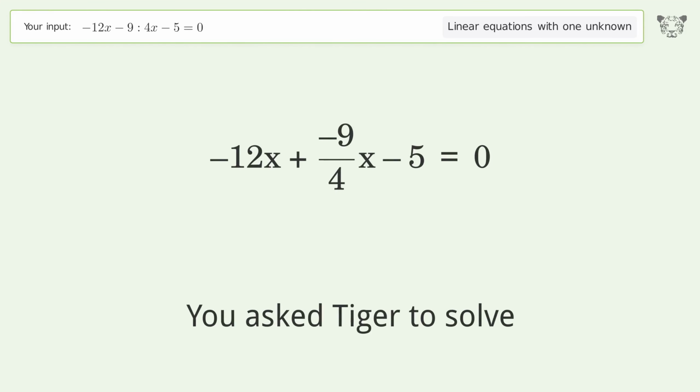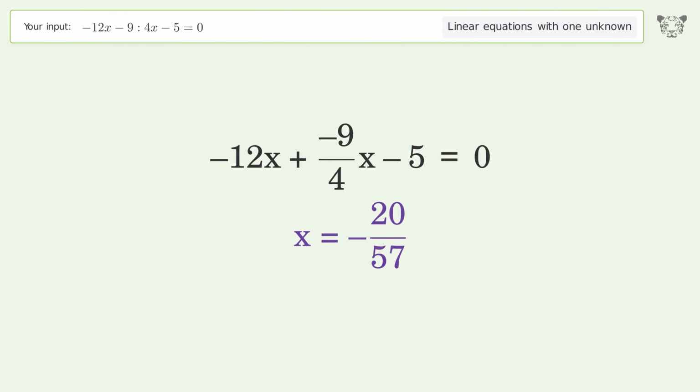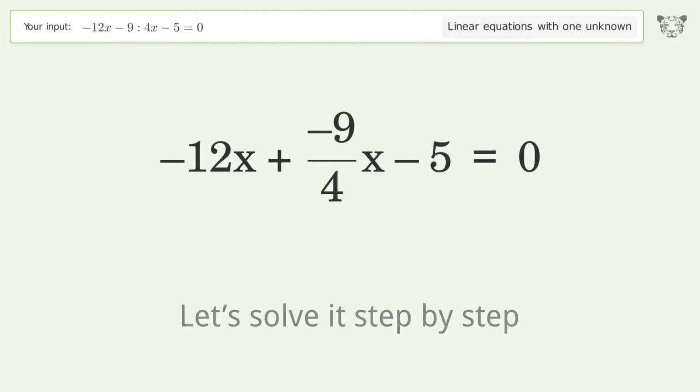You ask Tiger to solve. This deals with linear equations with one unknown. The final result is x equals -20/57. Let's solve it step by step.